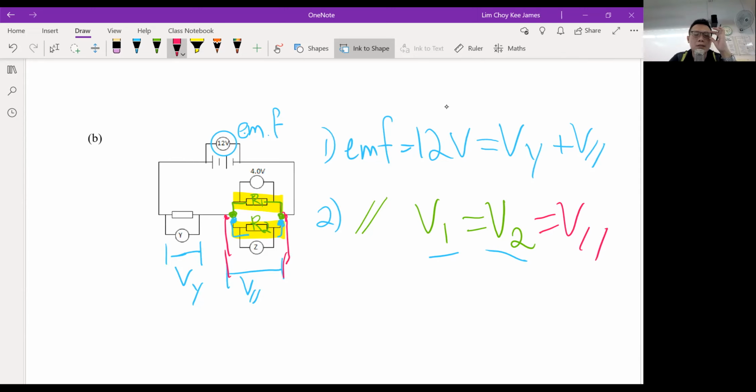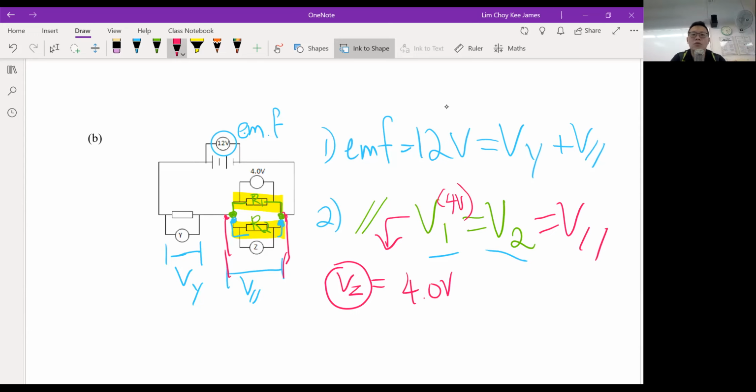With this, you will be able to answer the question, which asks for the reading in voltmeter Z. Okay, voltmeter Z. From a simple analysis, you will know that voltmeter Z here will be equal to 4 volts. Why? Because V1 is actually 4 volts.